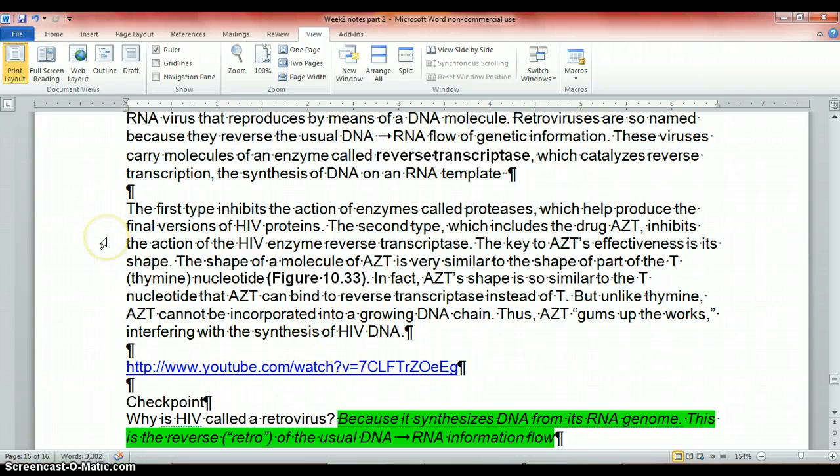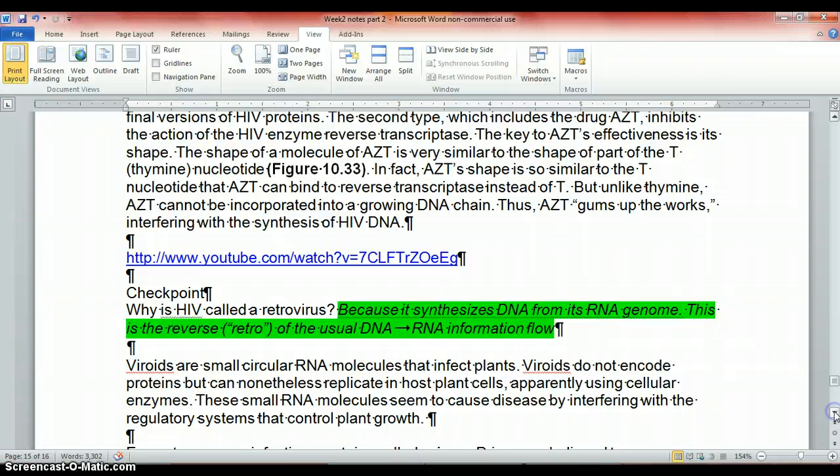A lot of the issues with AIDS and HIV specifically is that it evolves very quickly. However, current methods definitely control this disease, and it is no longer the death sentence that it once was, which is very, very nice. There's a nice little video.